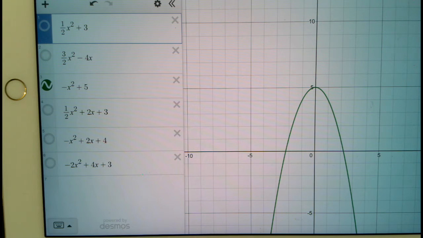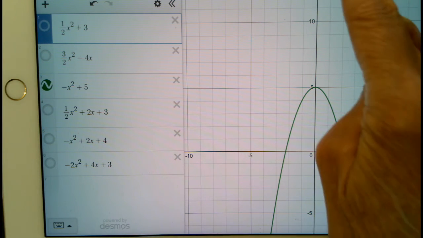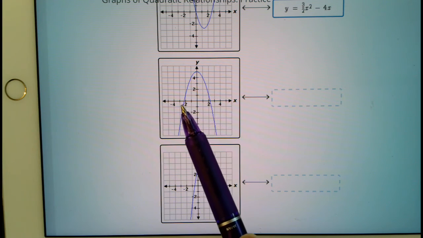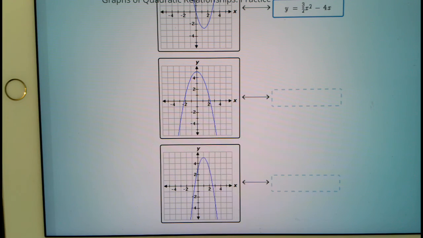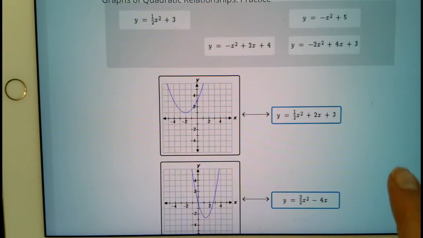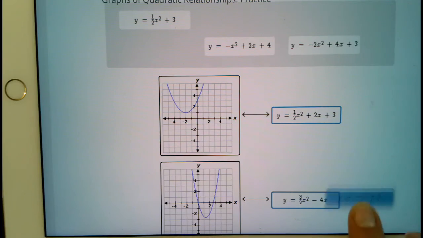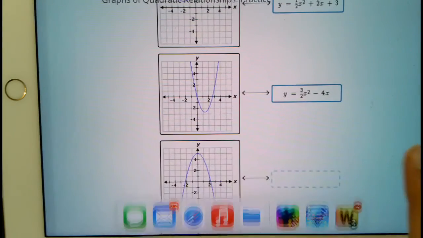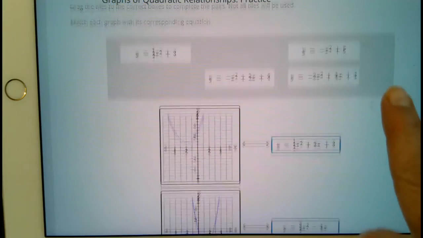So I'm going to look real quick at our x-intercepts, and it's a little bit more than 2 and a little bit more than -2. When we go back and look at this picture, a little bit more than 2, a little bit less than -2, and we just typed in the -x squared plus 5. Oh, darn it. Let's try again.